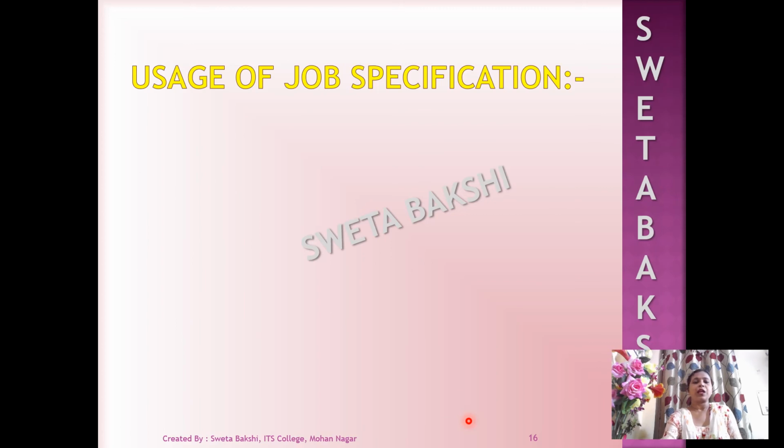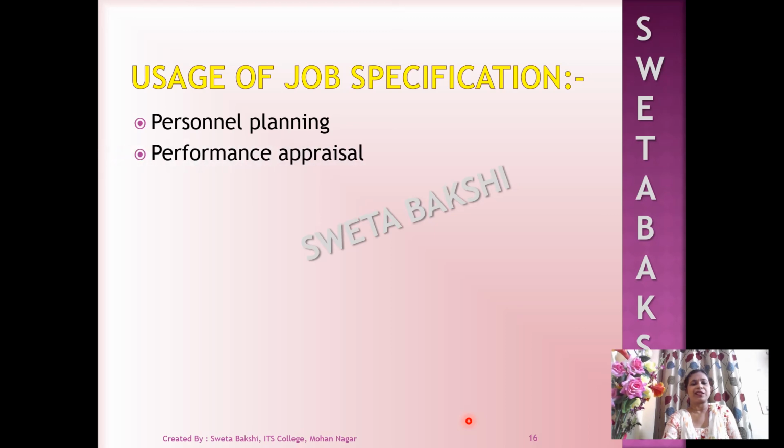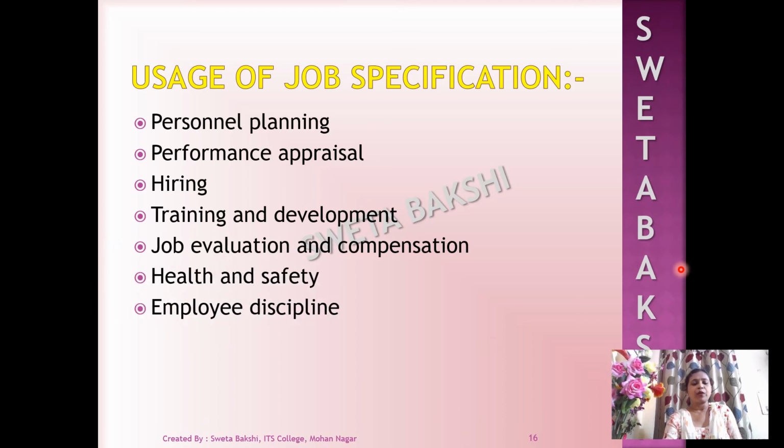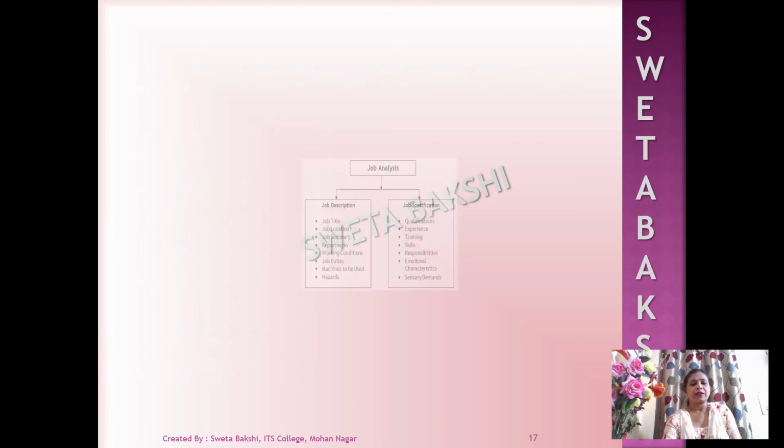Now, let us understand the uses of job specification. The first use is personnel planning. It helps in the planning of human resources in the organization. Second is performance appraisal. Third is hiring, and then training and development. It also helps in job evaluation and compensation, health and safety, employee discipline and work scheduling, and also career planning.